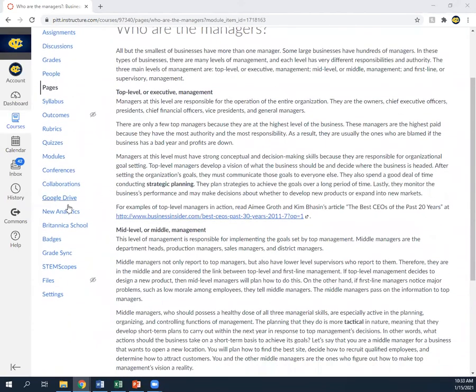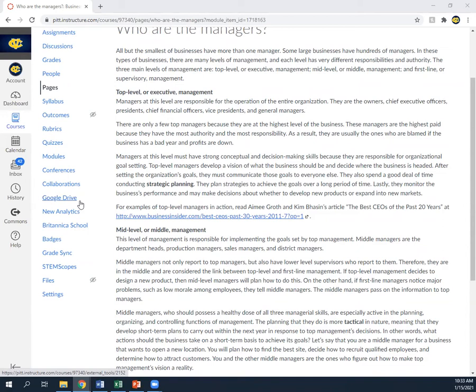So who are the managers? All but the smallest of businesses have more than one manager. Some large businesses have hundreds of managers. In these types of businesses, there are many levels of management, and each level has very different responsibilities and authority. The three main levels of management are top level, or executive management, mid-level, or middle management, and first line, or supervisory management.